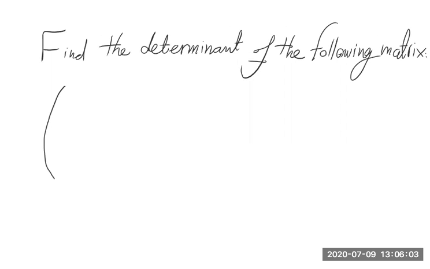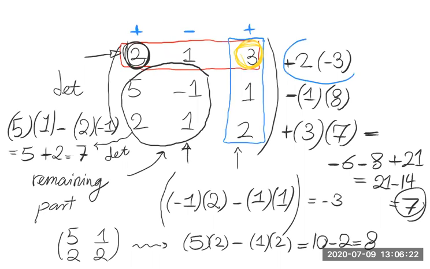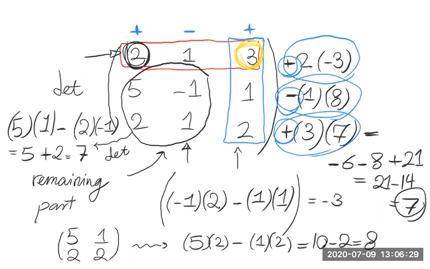So let's say we have 2, minus 1, 1, 3, 0, 2, minus 1, 1, 3. Well, the answer is 7, if I've done the computations correctly. After we add these plus and minus signs, we do multiplication and add everything together, we get 7. The determinant of that matrix would be 7. Okay.